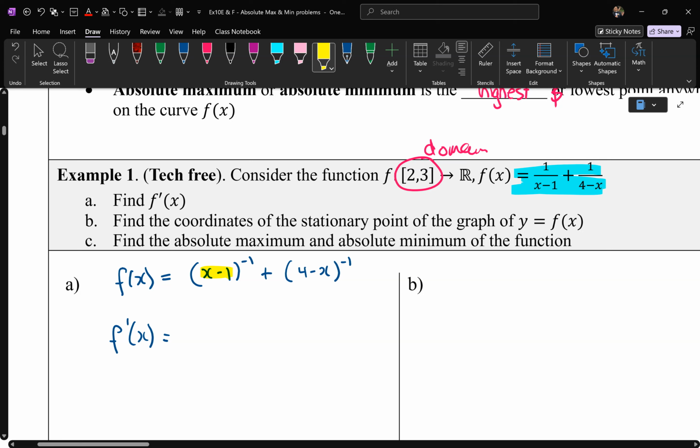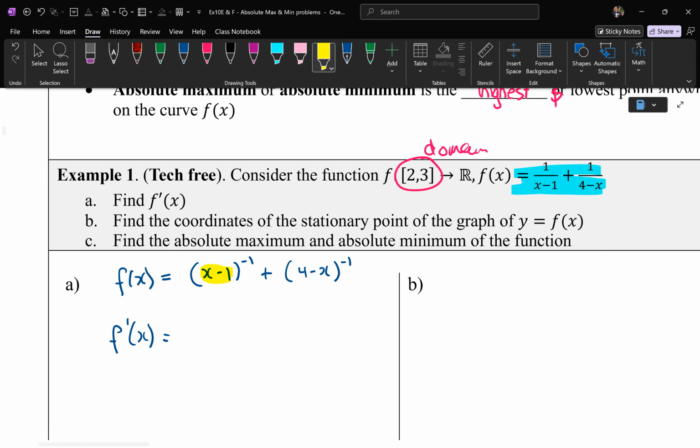Derive the inside. So derive the inside for the first one. Derivative of x minus 1 is just 1. So really, I don't need to write the 1 at the front. And then derive the outside. So bring the negative 1 down and then minus 1 by 1. So you should get x minus 1 to the power of negative 2. Hands up if you've got that for the first bit anyway.